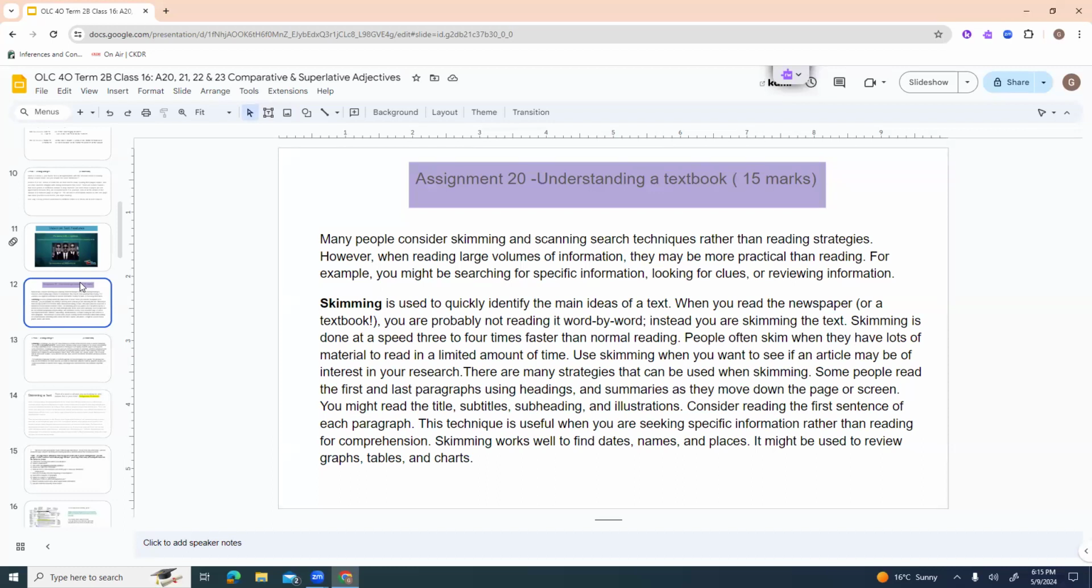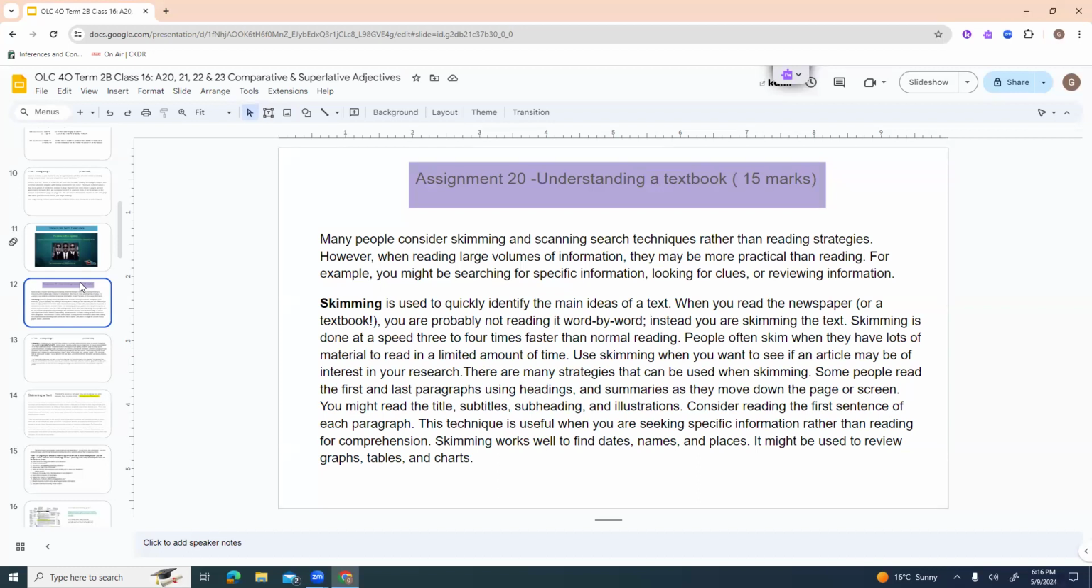There are many strategies that can be used when people are skimming. Some people read the first and last paragraphs, using the headings and summaries as they move down the page or screen. Some people might read the title and the subtitles, the subheadings, and look at the illustrations. Some people read the first sentence of every paragraph. Remember how we've talked about the first sentence of a paragraph should tell you what the paragraph is about? That can give you a good hint as to whether the question that you're looking for could be in that paragraph. This is really useful if you're seeking specific information rather than just reading for comprehension.